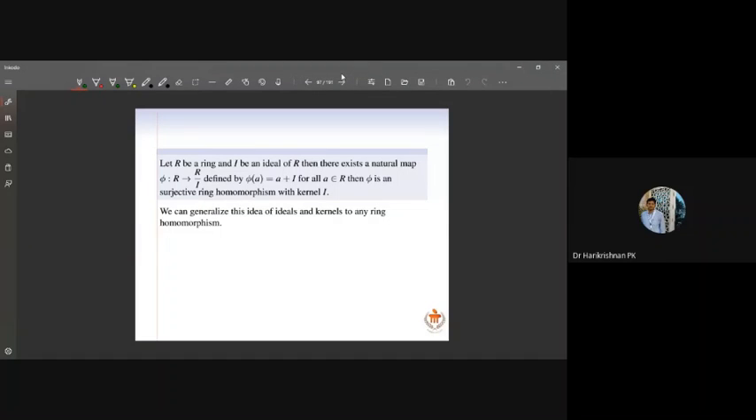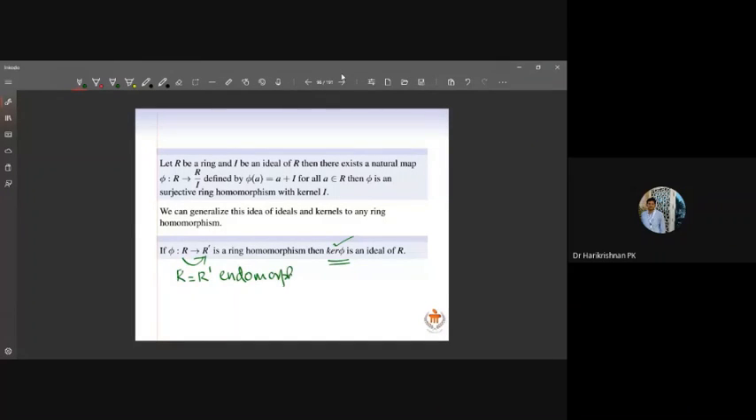So now we can generalize this idea of ideals and kernels to any ring homomorphism. If phi is a ring homomorphism between R and R dash, then you know that the kernel of phi will be an ideal of R. If phi is a homomorphism from R to R dash, then what can we tell? Kernel of phi is an ideal of R. This will help you to identify the ideals of a particular ring R. And if R and R dash are the same, then such homomorphisms are called what? Endomorphisms, right? So this result will hold for that case also.